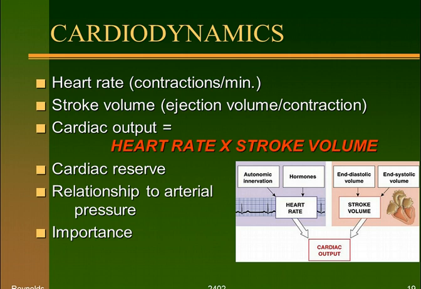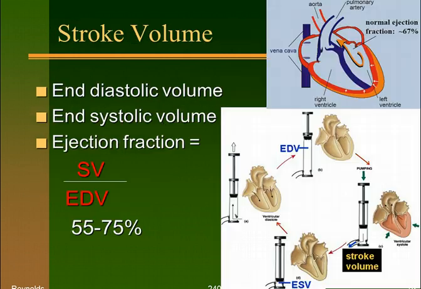All right, so we're going to look at two things that affect cardiac output: heart rate and stroke volume. Those things that increase heart rate increase cardiac output. Those things that increase stroke volume increase cardiac output. All right, stroke volume first.